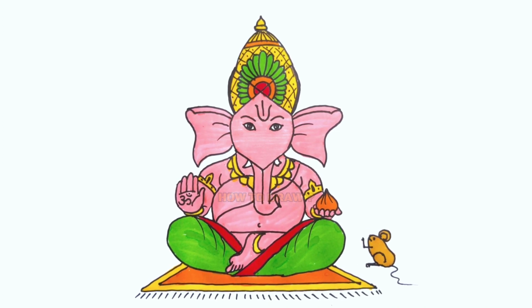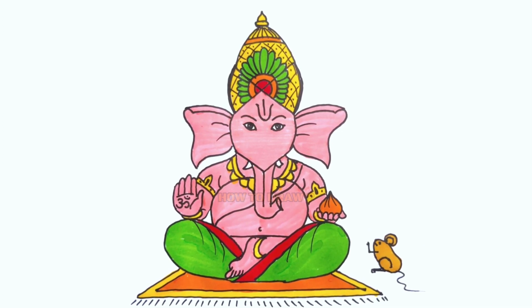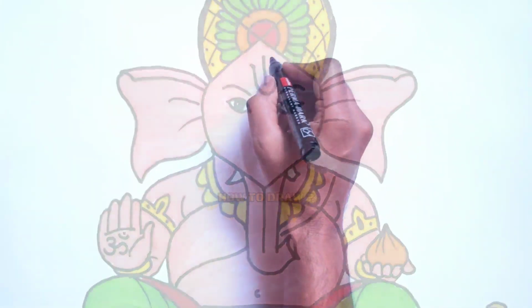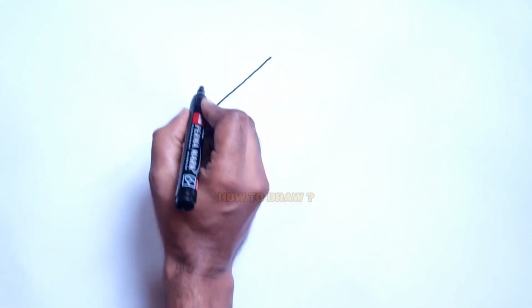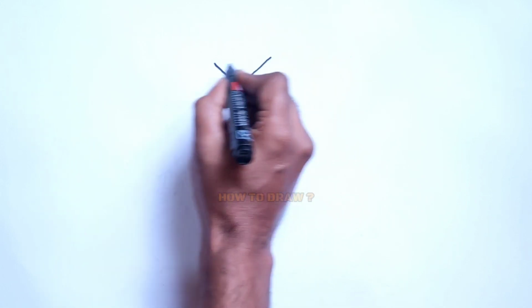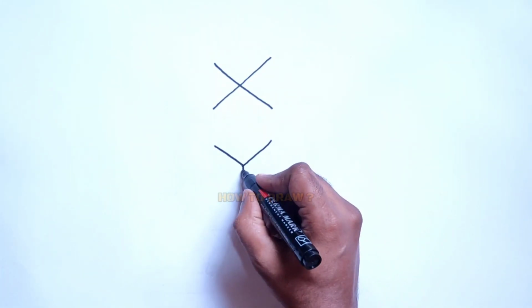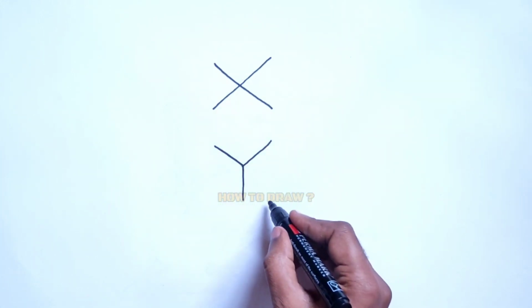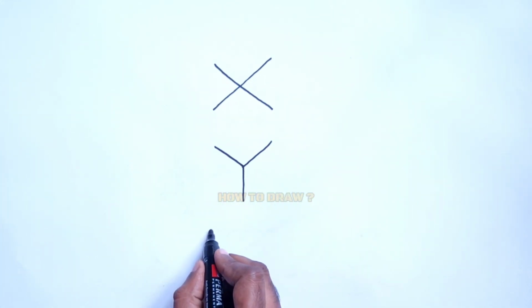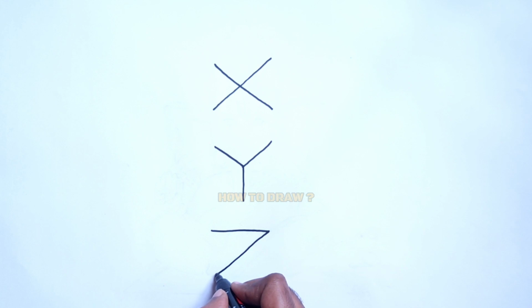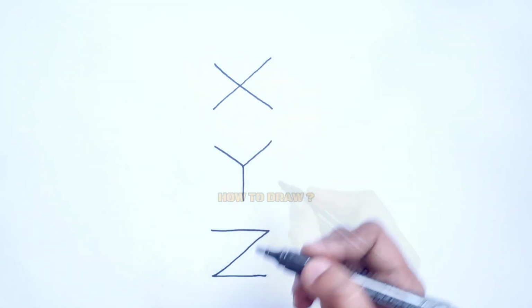Today I will show you how to draw this Ganesha easily using alphabets X, Y and Z. At first we have to write X, Y, Z in this way. First you have to write X, and leaving the same distance you have to write Y, and the same distance you have to leave here and write Z. Space between the three alphabets should be the same.